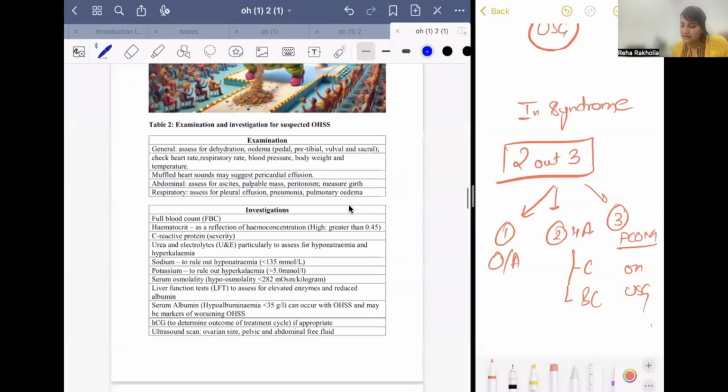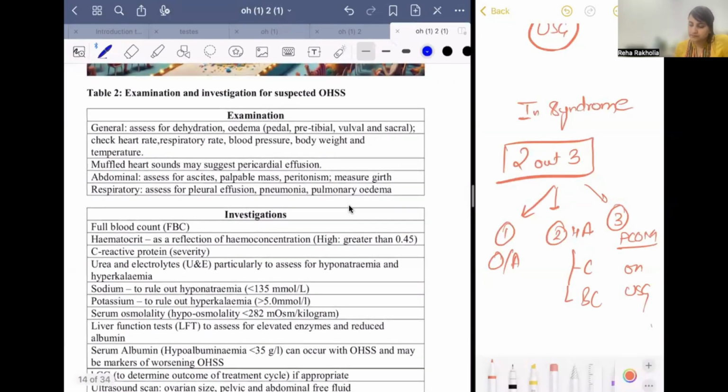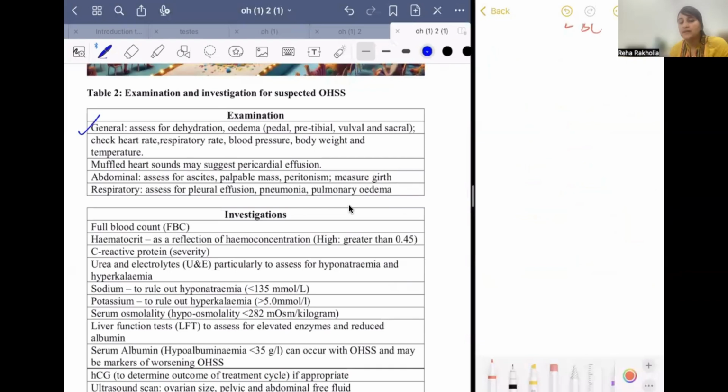Examination and investigation for suspected OHSS. General examination will have to assess for dehydration and edema, either pedal, pretibial, vulvar, or sacral. How to assess dehydration? If the patient comes to us, how will we assess dehydration? We'll see the skin turgor. We'll pinch the skin on the back of the hand and sternum, and slow return suggests dehydration. Second, we'll see the mucous membrane; dry mouth and lips indicate dehydration.